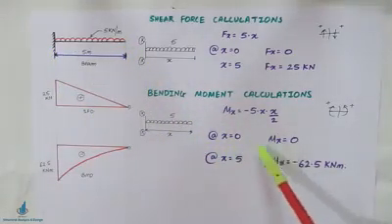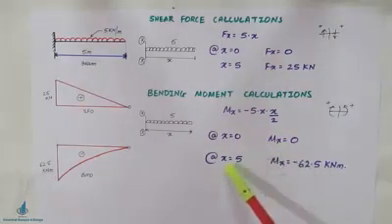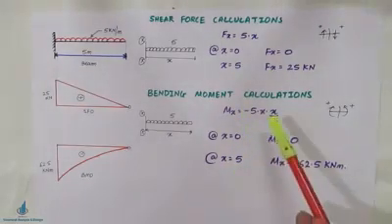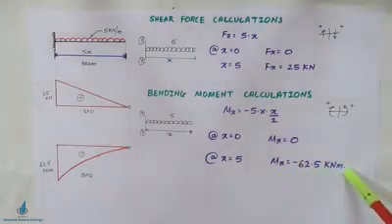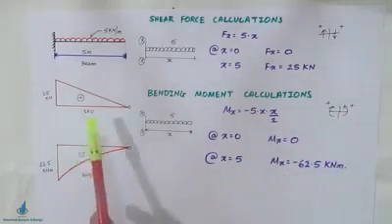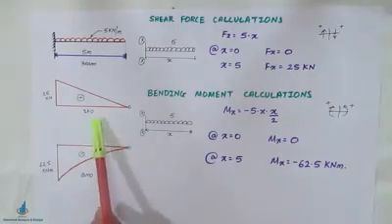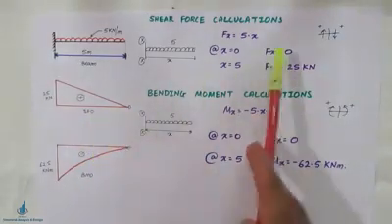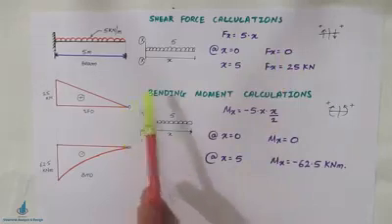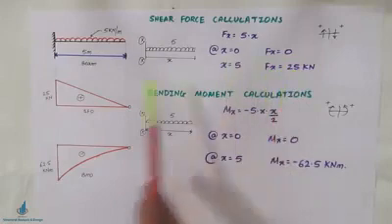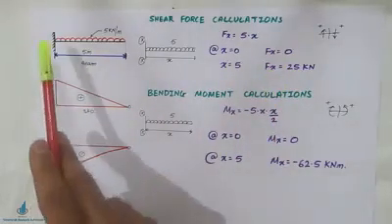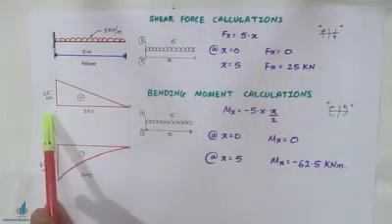So again two values, x equals 0 and x equals 5 meters. If you substitute x equals 0, Mx is 0, and if you substitute x equals 5, then Mx equals minus 62.5 kilonewton meter. Next you have to move on to the shear force and bending moment diagram. At x equals 0, the shear force Fx was 0. If you move on to x equals 5, the shear force becomes positive 25 kilonewton. So at the fixed end point it becomes 25 kilonewton.